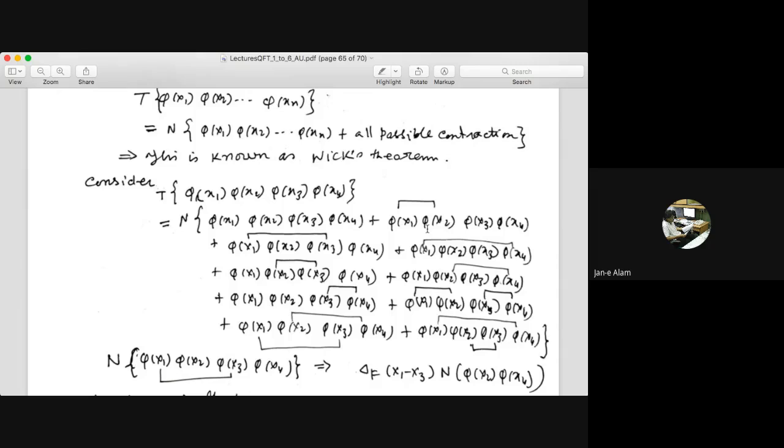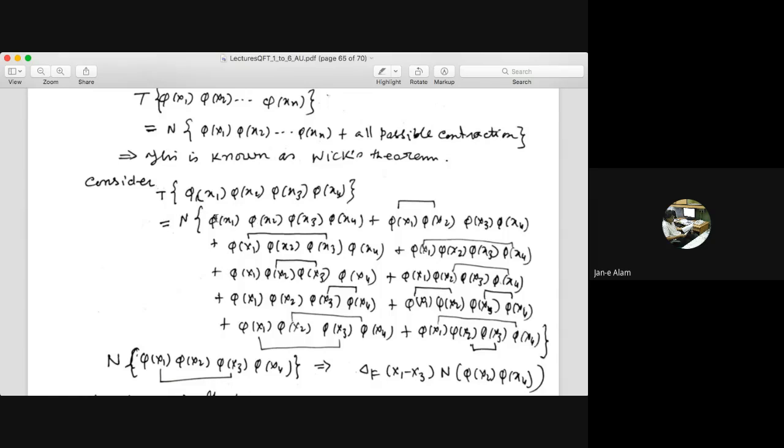And in the second term, you will have contraction between x1 and x2, that is really phi x1 and phi x2. So between x1 and x2, and the second one will be 1 and 3. Third one will be 1 and 4, right? Then 2 and 3. These are all possibilities. You can just count it. 2 and 4. Then 3 and 4, right?